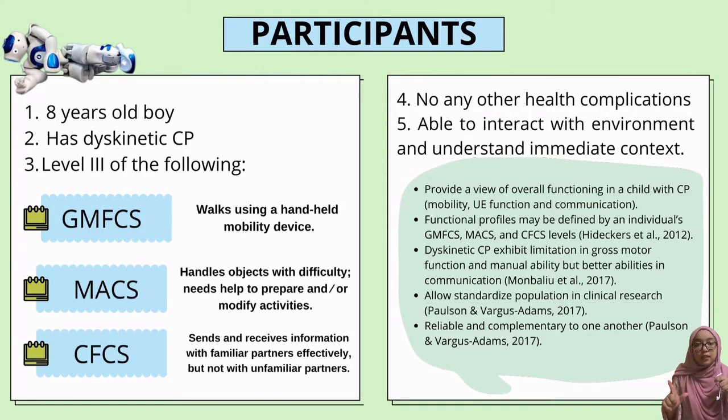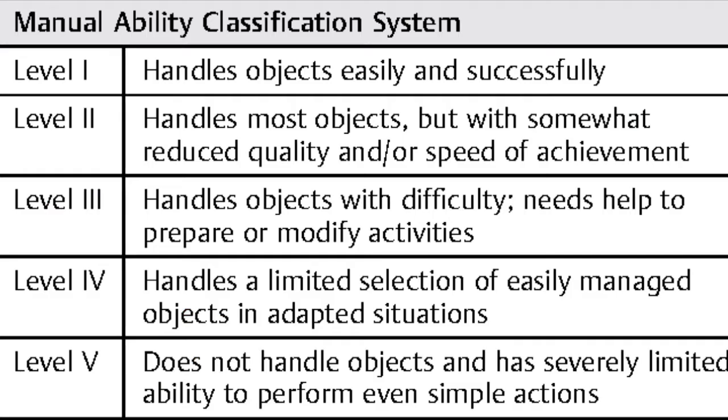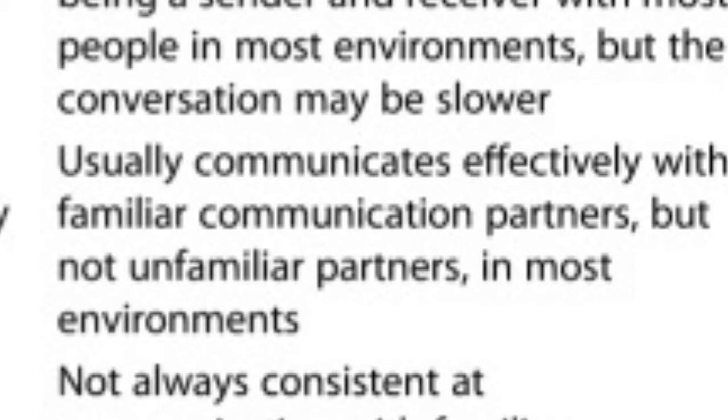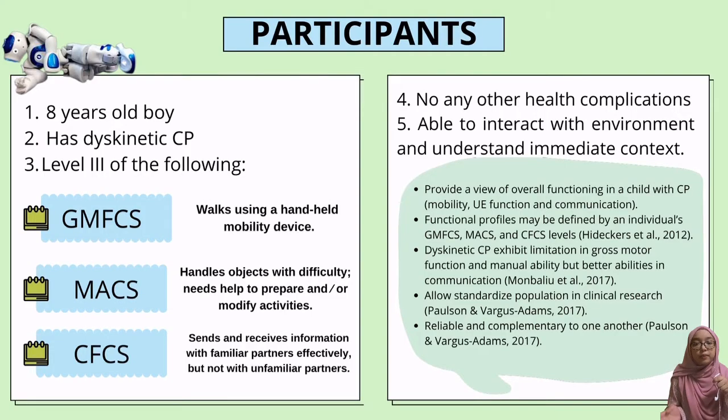Second is the Manual Ability Classification System, MACS, which shows that the child is able to handle objects with difficulty and needs help to prepare and modify activities. And third is the Communication Function Classification System, CFCS, where the child has the ability to send and receive information with familiar partners effectively, but not with unfamiliar partners. The child was also noted to have no other health complications and is able to interact with the environment and understand the immediate context.